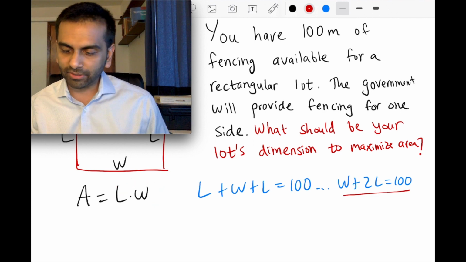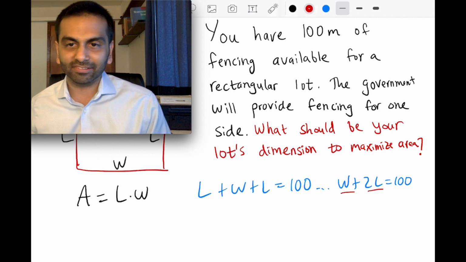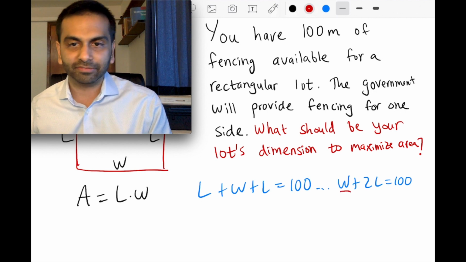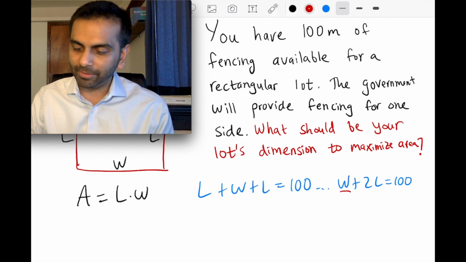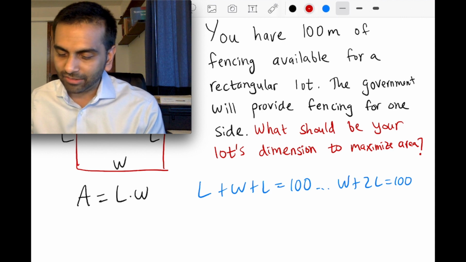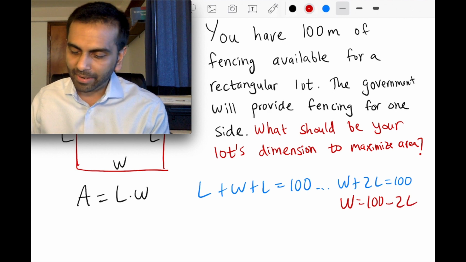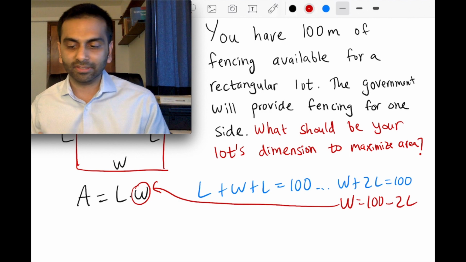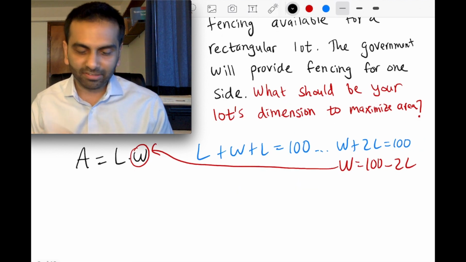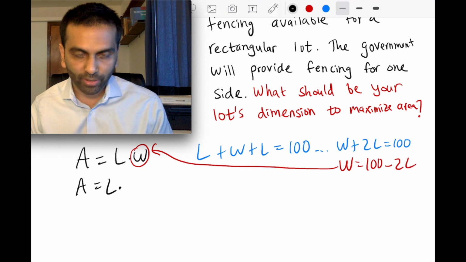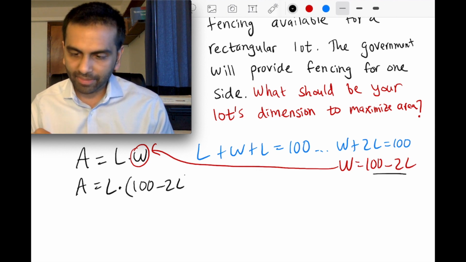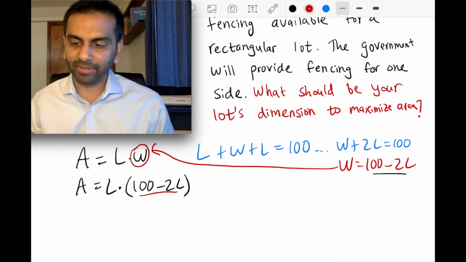So strategically, fractions-wise, it's probably going to be better if I want to do less division to solve for W instead of L. That way I don't have to divide by 2, I could just subtract 2L from both sides, so I get W is 100 minus 2L. And now that I have that, I can replace this W using the constraint equation. So that makes my area equal to length times width, but width is really 100 minus 2L. So again, this is the thing that I substituted in from the constraint equation.